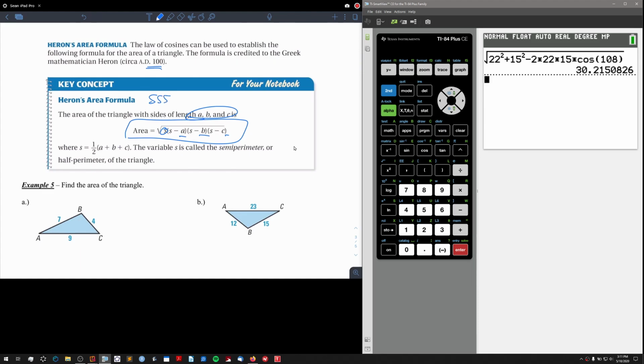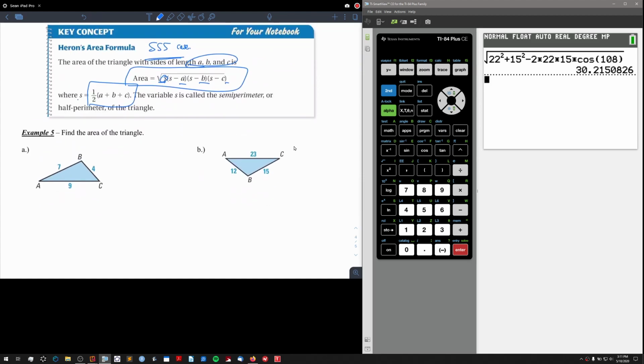But what is small letter s? It's a half of the sum of the three sides. Sum the three sides and take a half of it. That's it. That's simple.